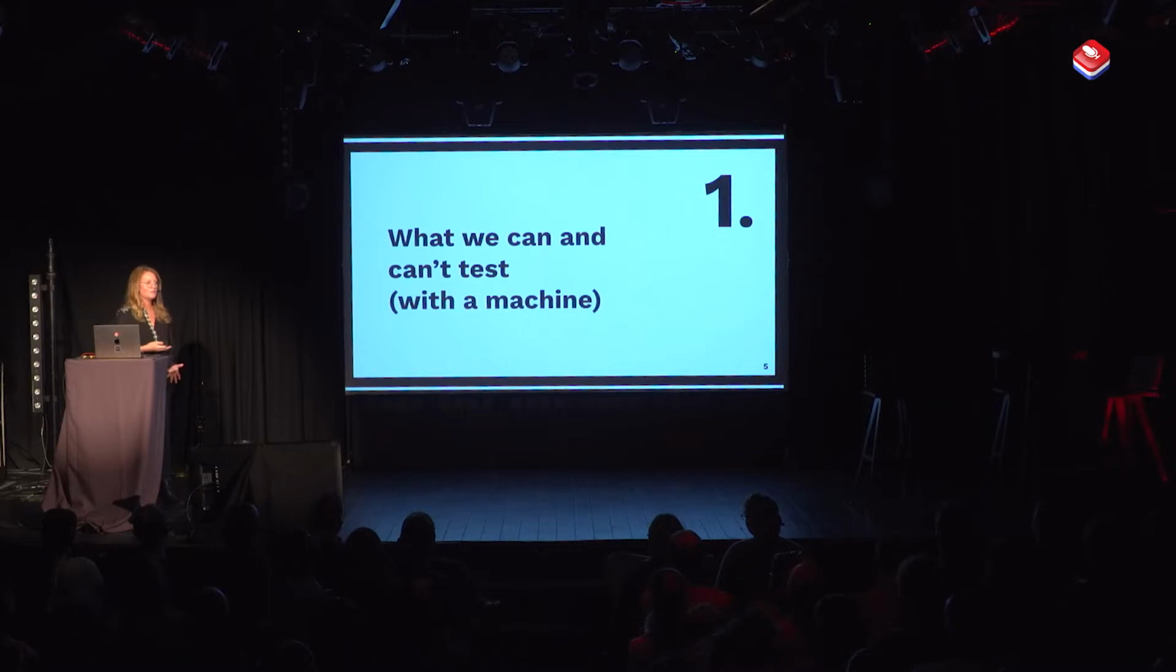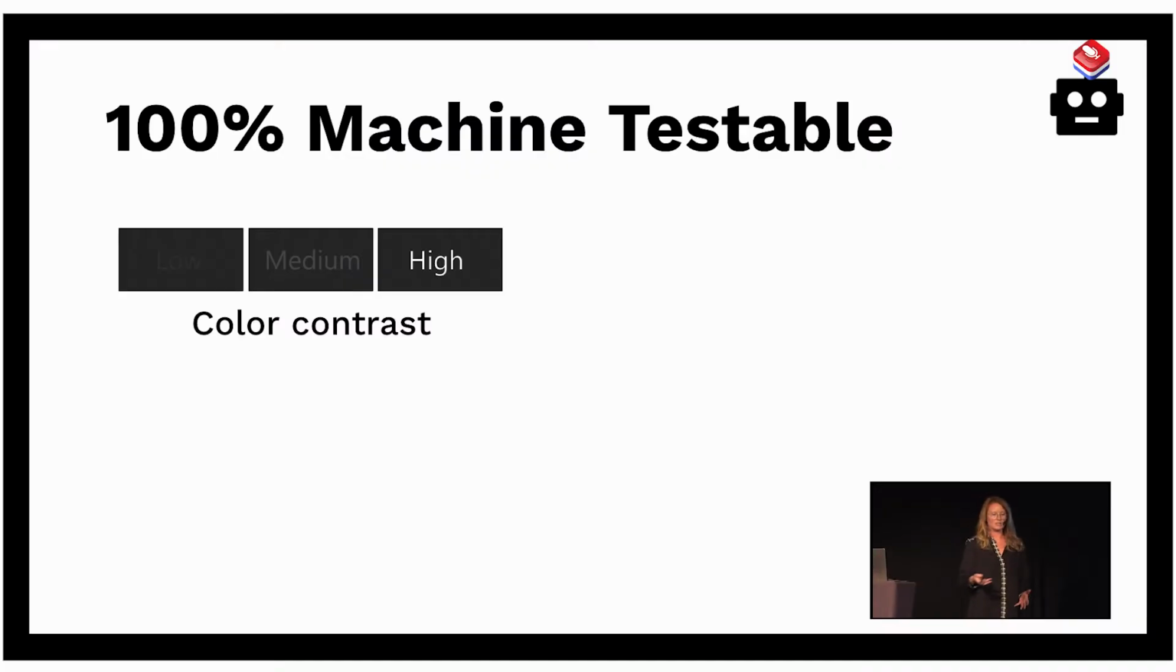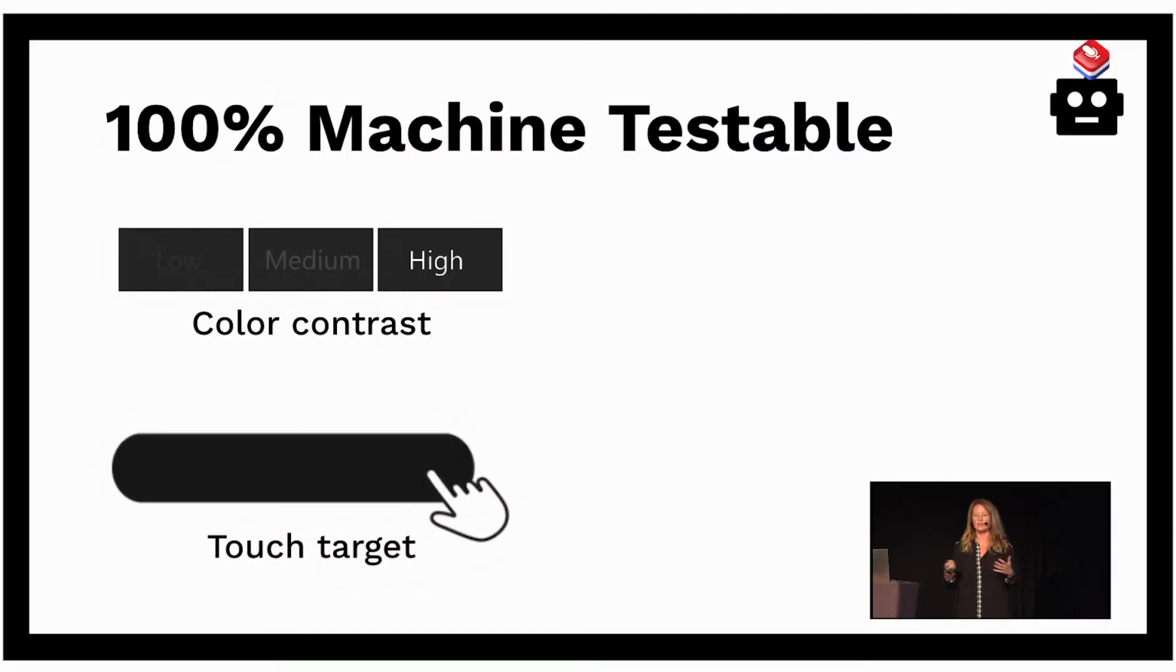So what are these easy things that we can ask a machine to do for us? Firstly, a machine can check and tell us if the color contrast ratio between a text and its background is good enough, if it meets the recommendations. It can also tell us if any of our interactable elements are too small. We want them to be bigger than the minimum recommended touch target.